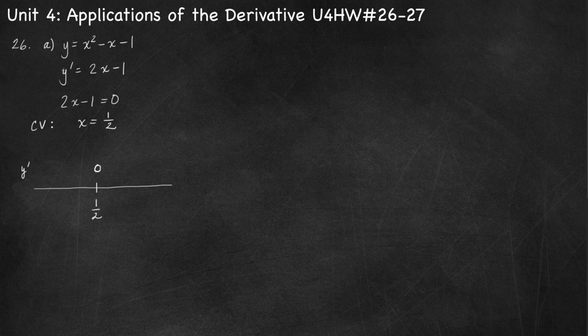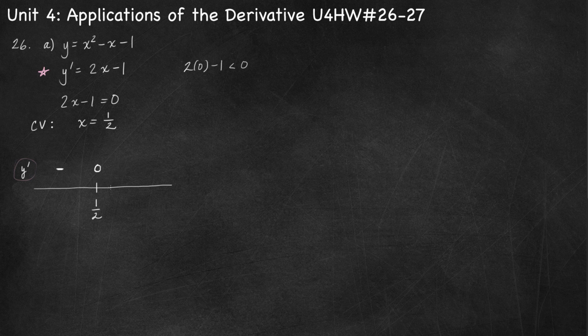And I'm going to look back at my derivative because I want to know if y prime is positive or negative. So looking back at my derivative equation, I'm going to substitute my test point in for x. My test point is 0. So 2 times 0 minus 1 is negative. That's a negative number. So I'm going to indicate that on my number line.